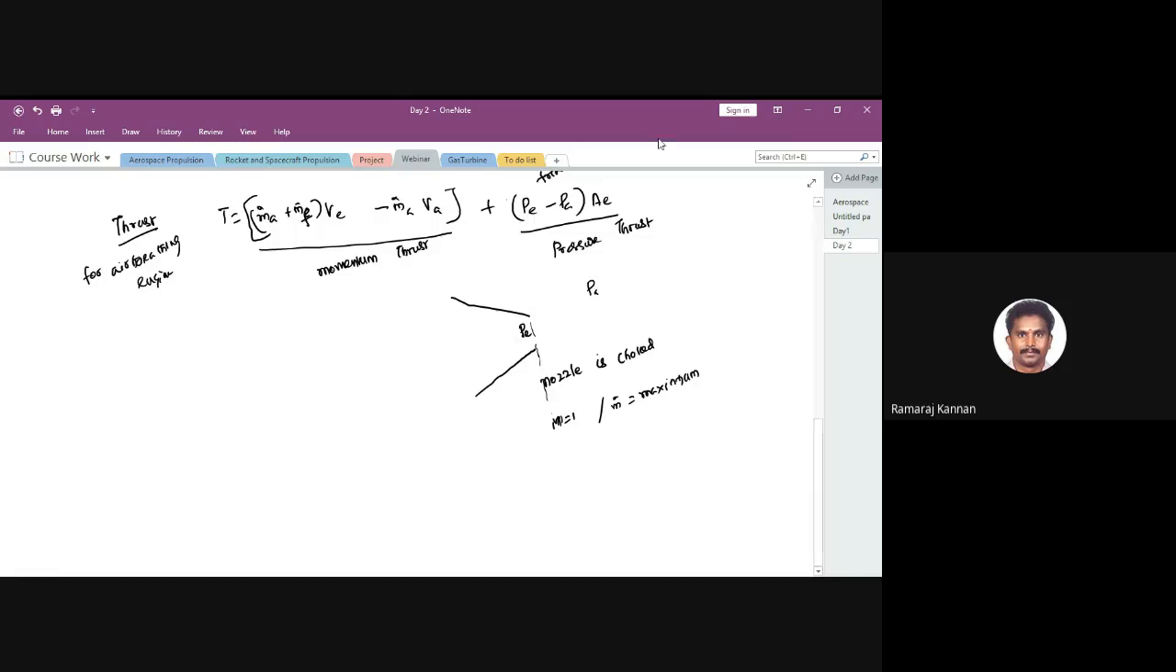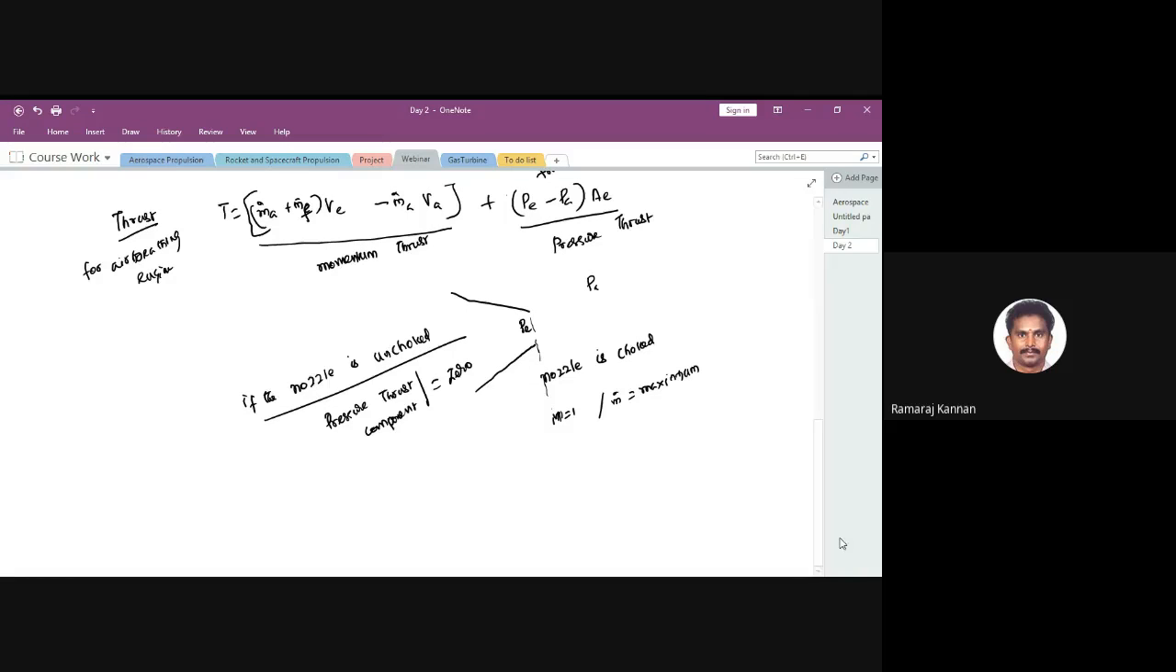Only if the nozzle is choked are we going to talk about the pressure thrust. If the nozzle is unchoked, then the pressure thrust component is 0. So we have to look at only the momentum thrust.